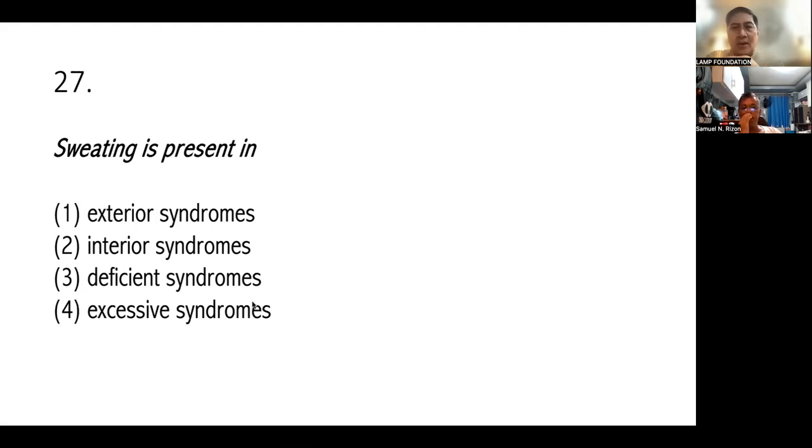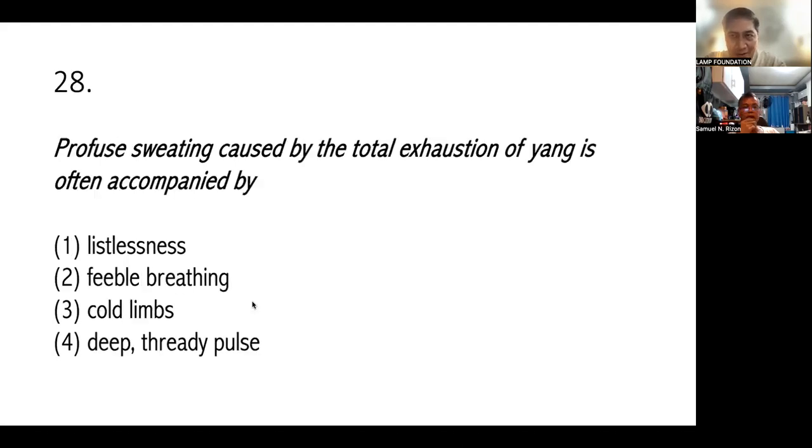Okay. Lahat siya. Let's go to number 3, deficient syndrome. Paano nagkaroon ng sweating sa deficient syndrome? Just like Doc, yin deficiency. Yeah, you got it. Night sweat. I know you know the answer. Very good.